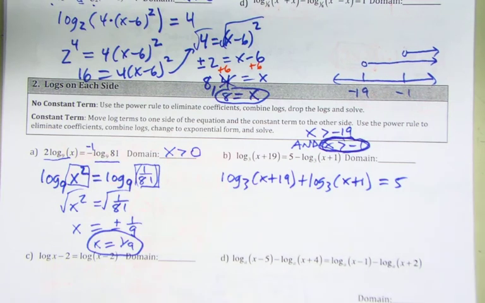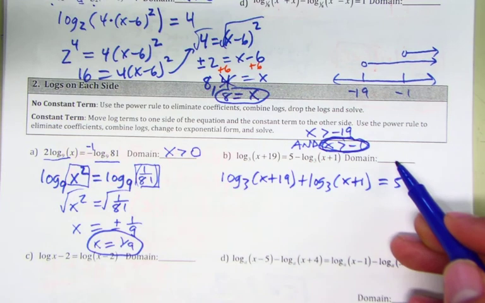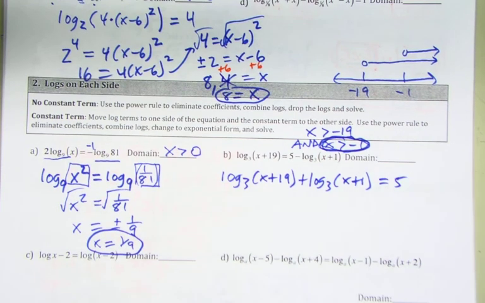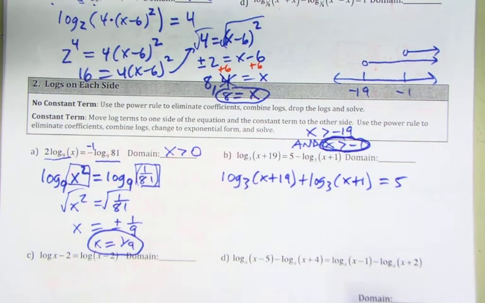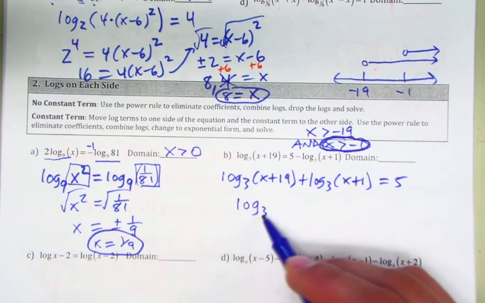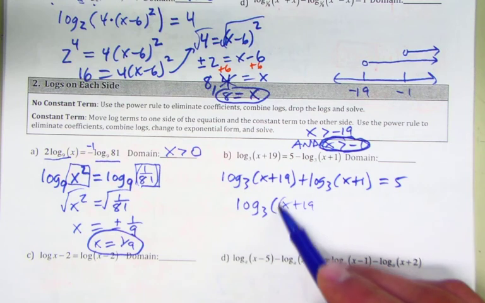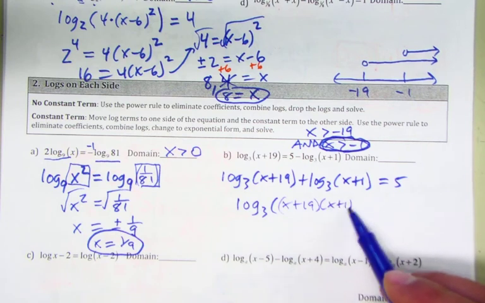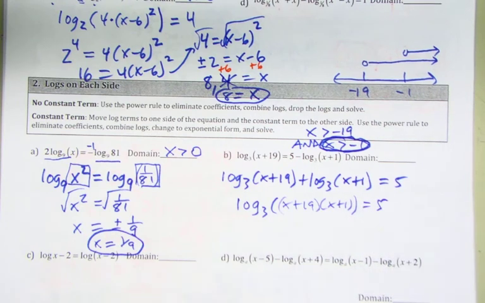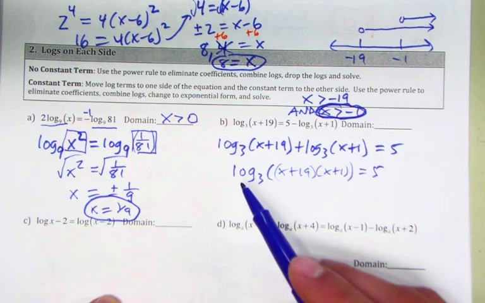Make sense? Yes. Like, if this was the same situation on a test, would we only have to choose one, or could we state both? You would have to put the correct one, yes. Okay. So now that we've established that, we're going to condense log base 3 of x plus 19 times x plus 1, good, and that equals 5. Now we have one single log.